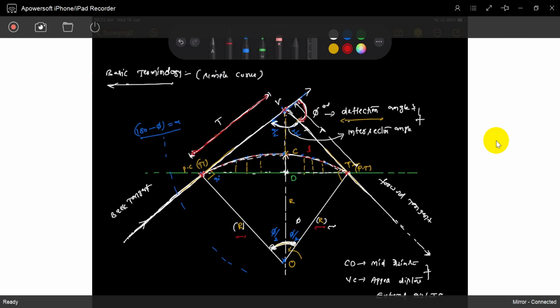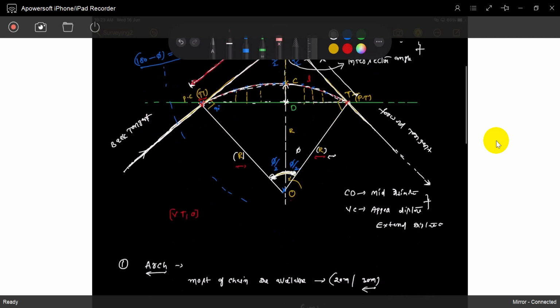Okay, so we have to first find out the T. What is the tangent length? How can we calculate the tangent length? So this point we can call T1, this O. T1O is a triangle. Understood?